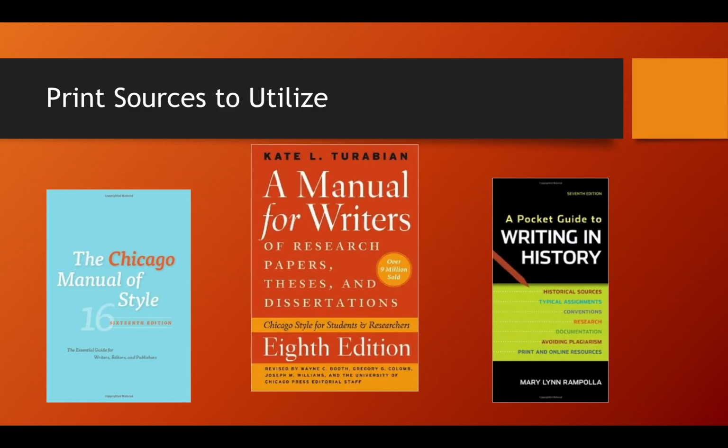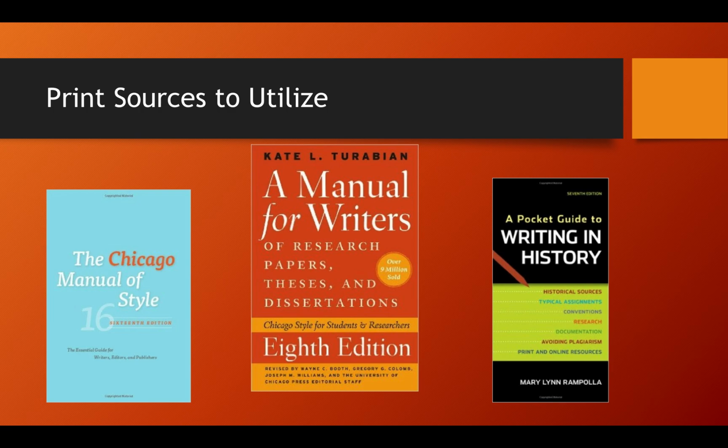So first, let's talk about print sources that you can utilize. These print sources you can find here at the Center for Writing and Communication. You can also find them at any local library or your university library, but you could check out the Chicago Manual of Style itself, the print text. You will want to check out the 17th edition. This picture here is the 16th edition, but it has been updated.